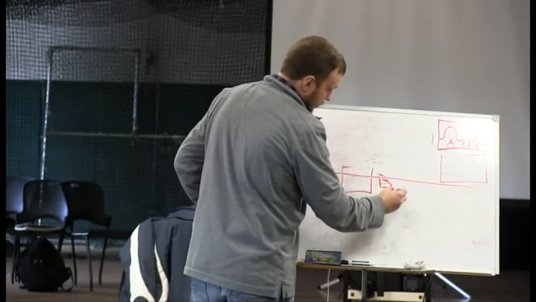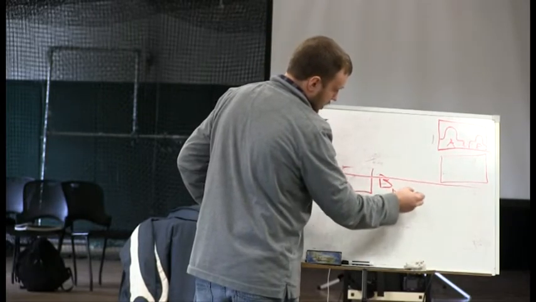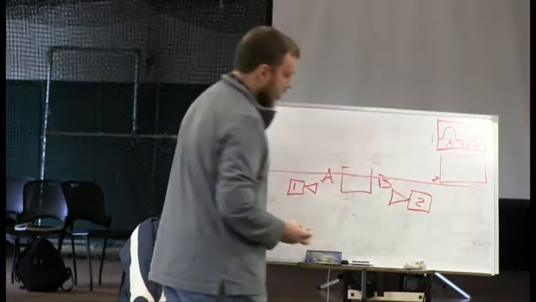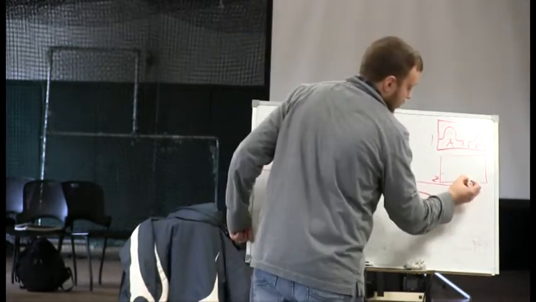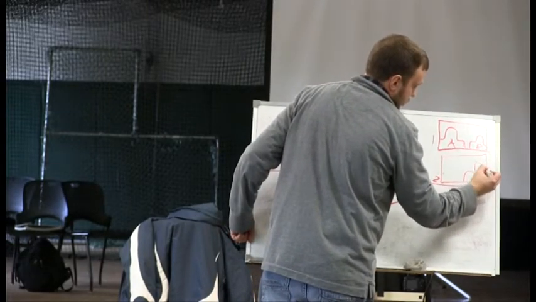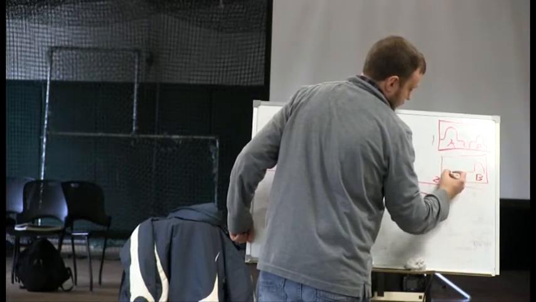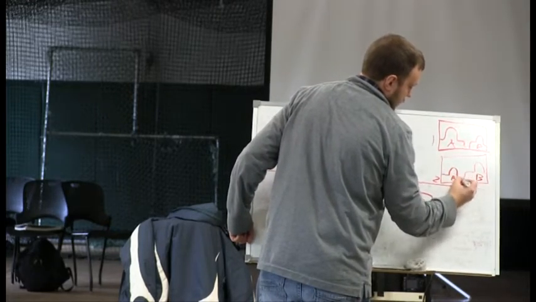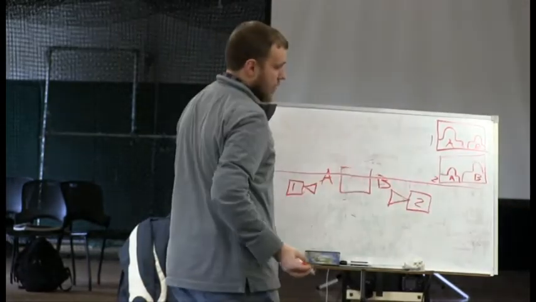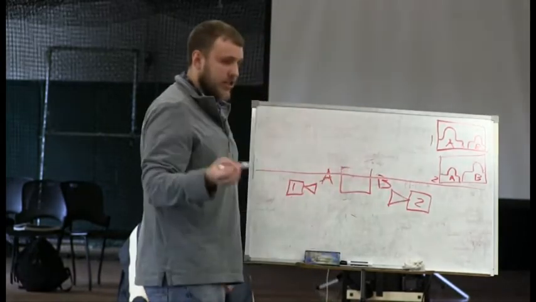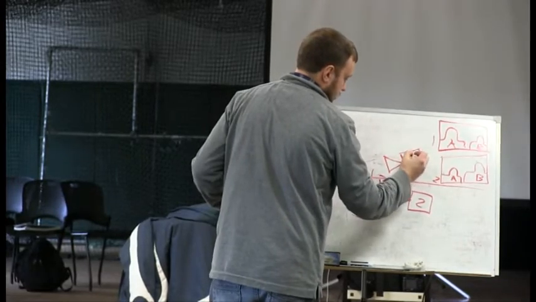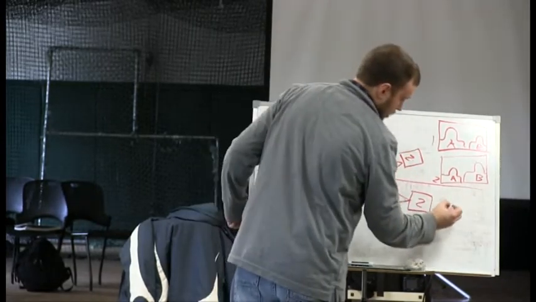If he films this the way he should, that will be shot 2. And in shot 2, character B will be there, and character A will be here. That's if he shoots it properly. If he decides to jump the line and shoot over here, it'll look like this.